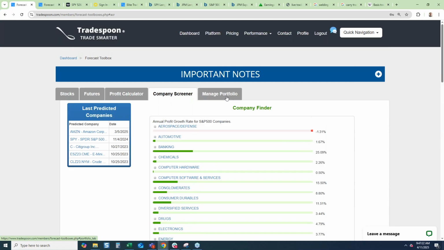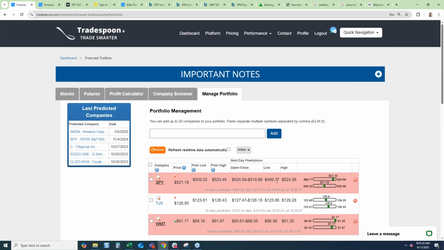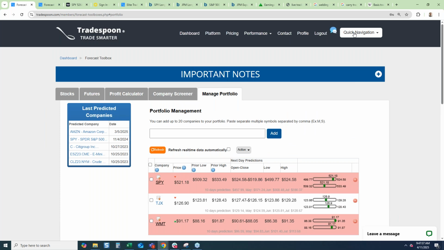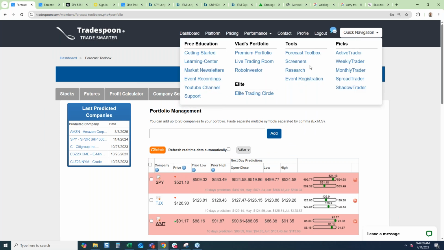So this is great. You can put in your portfolio, right? It'll tell you support, resistance level, so you can create a watch list of your stocks that can help you with short-term predictions and long-term trends. So that's Stock Forecast Toolbox. I think this is great.